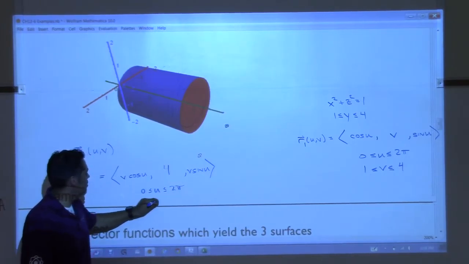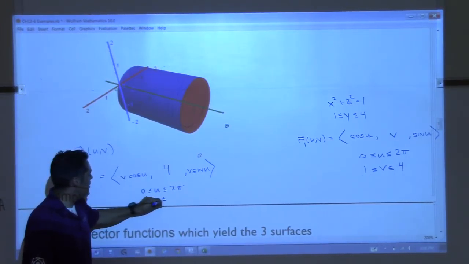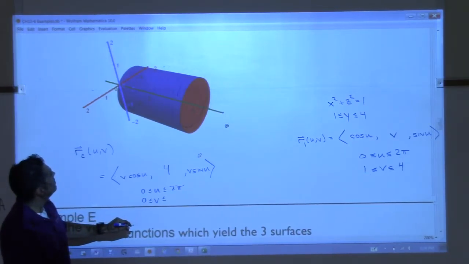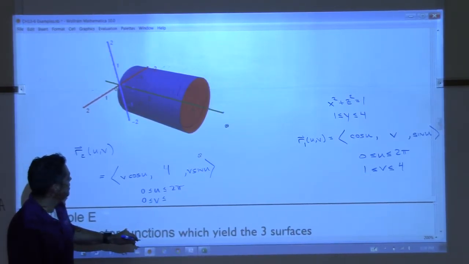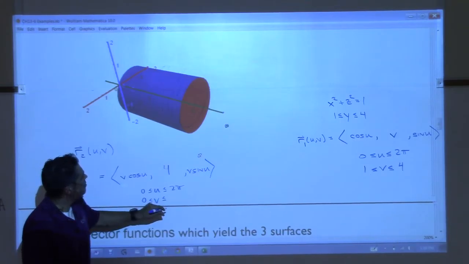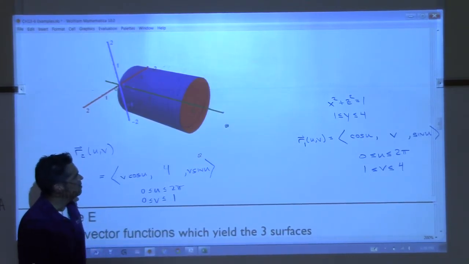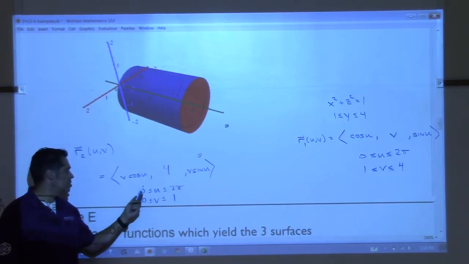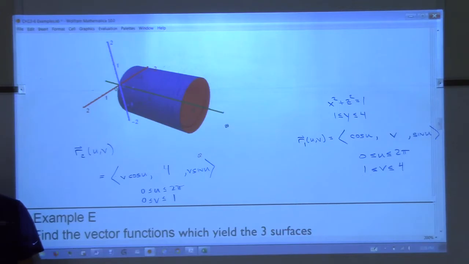And your v will go between what? 0 and whatever the radius of this thing is, right? What's the radius of this? I don't remember. Was it 1? So the v controls the radius of the circles, the u controls the drawing of the circles, and your y coordinate is stuck at 4.